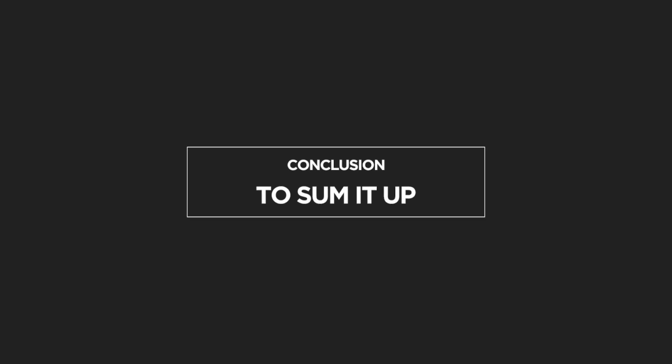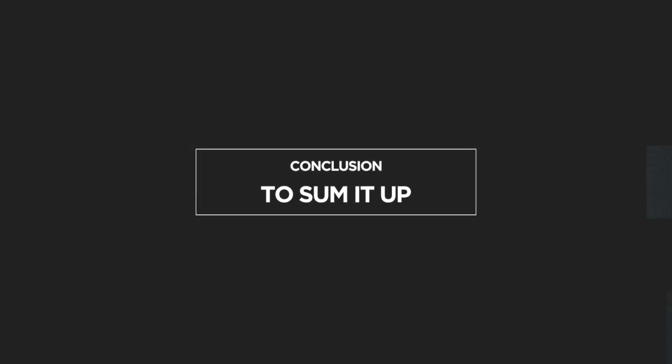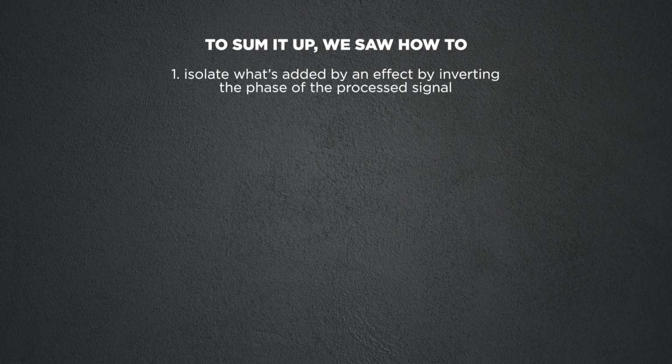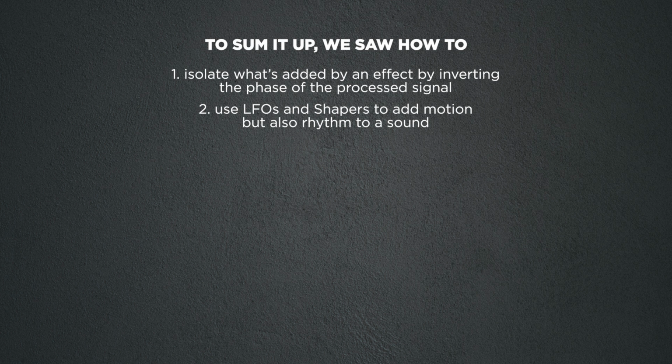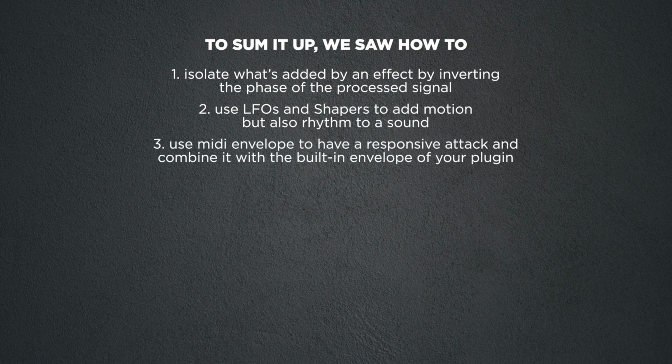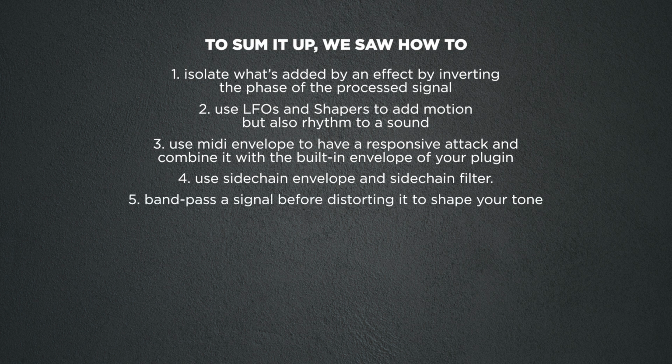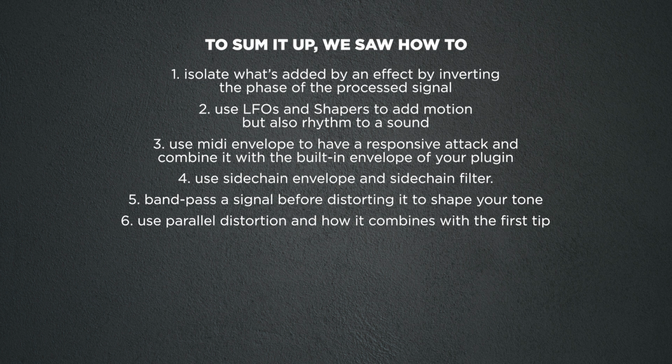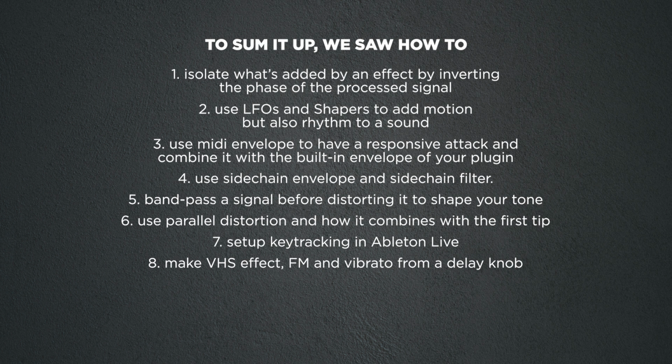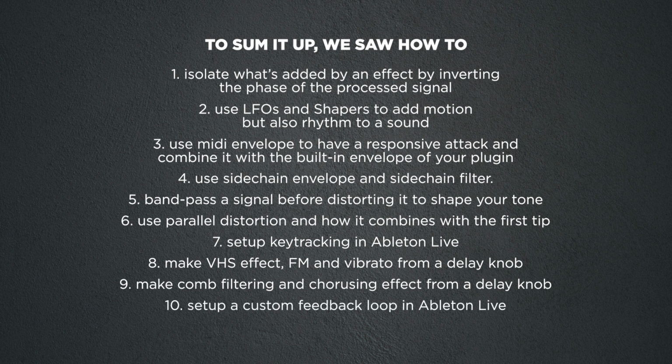So that's pretty much all the things I wanted to show you in terms of tips and tricks. To sum it up, we saw mainly how to isolate what's added by an effect by inverting the phase of the processed signal, how to use LFOs and shapers to add motion but also rhythm to a sound, how to use a MIDI envelope to have a responsive attack and combine it with a built-in envelope of your plugins, how to use a sidechain envelope and sidechain filters, how to bandpass a signal before distorting it to shape your tone better, how to use parallel distortion and how it combines with the first tip, how to set up keytracking in Ableton Live, how to make a VHS effect, FM and vibrato from a delay knob, how to make comb filtering and chorusing effect from a delay knob, how to set up a custom feedback loop in Ableton Live, and quickly how to design your own tape delay.